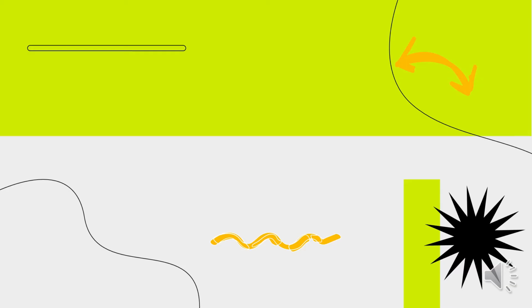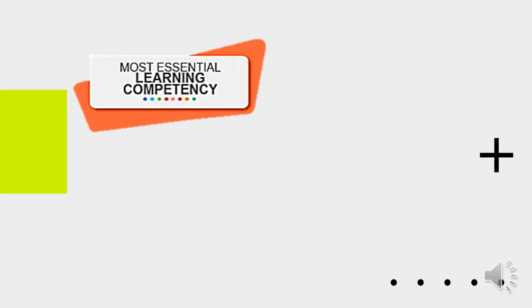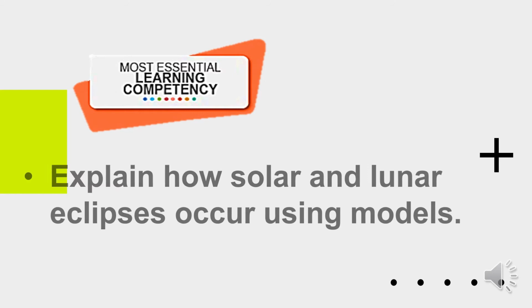Our topic for today's video lesson is about solar and lunar eclipse. The most essential learning competency that we are going to discuss in today's video lesson is to explain how solar and lunar eclipses occur using models.